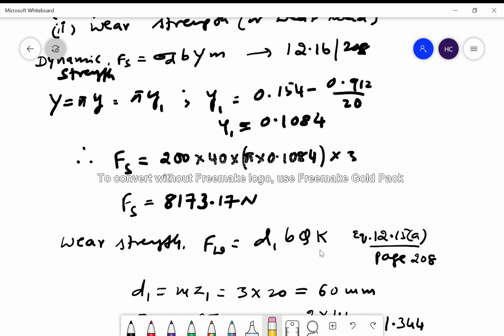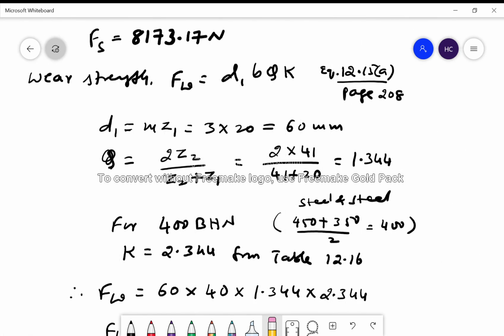So let us find out wear strength or wear load. Fw is equal to d1 b Q K, equation 12.15a on page 208. D1, pitch diameter of the pinion, is equal to m into Z1. m is 3 and Z1 is 20, so 60 mm. And b is 40 mm given. Q is ratio factor, that is 2 into Z2 by Z2 plus Z1. 2 into 41 by 41 plus 20 gives us 1.344.